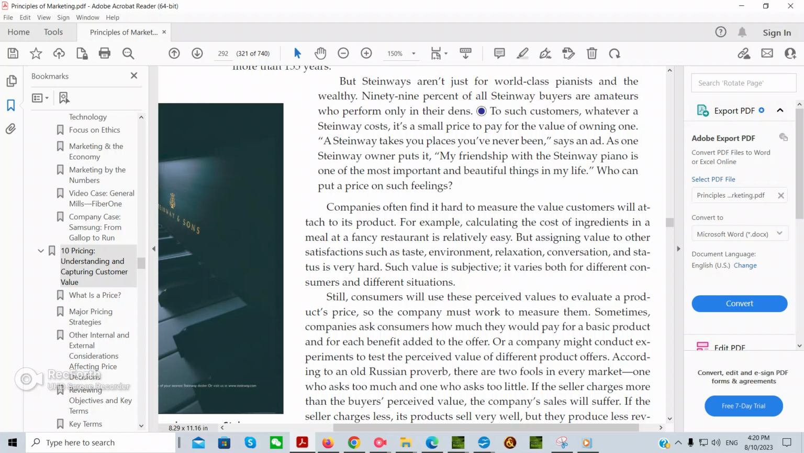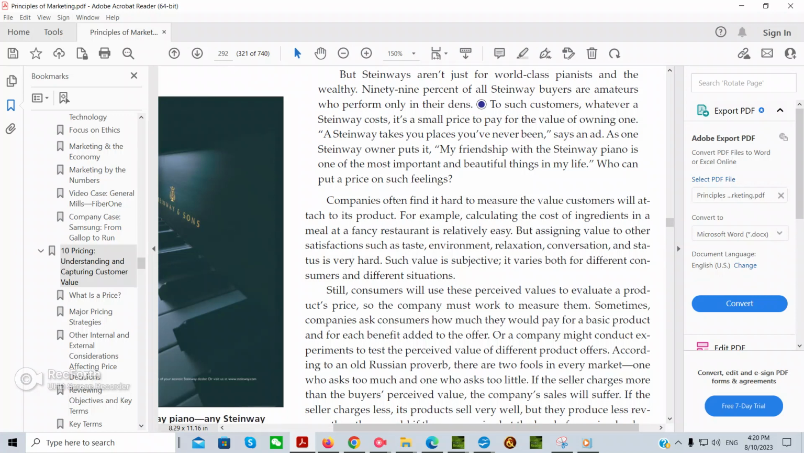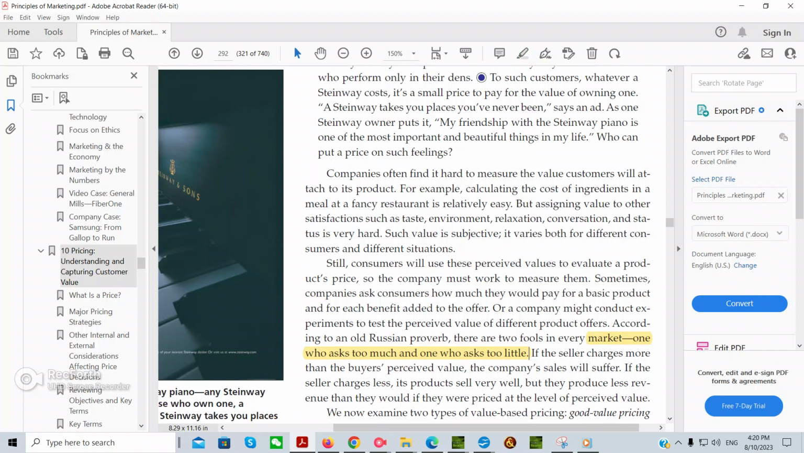Or a company might conduct experiments to test the perceived value of different product offers. According to the old Russian proverb, there are two fools in every market, one who asks too much and one who asks too little. So you can see that there's a difference. Ask too much, the price is too high. Ask too little, the price is too low.